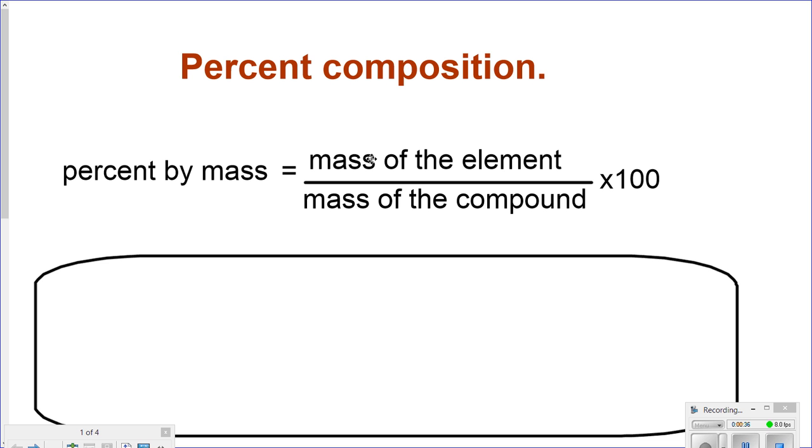Percent by mass. I have the mass of the element divided by the total mass of the compound times 100. This gives me the percent by mass. Mass of the element over the total mass times 100 gives me the percent by mass.